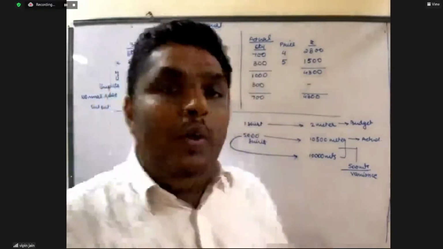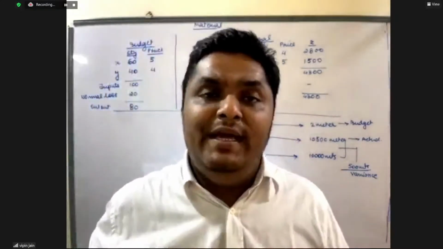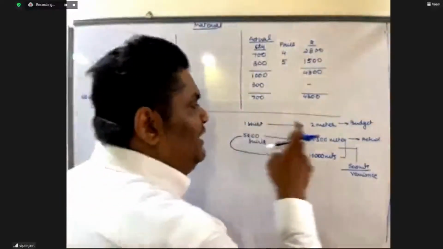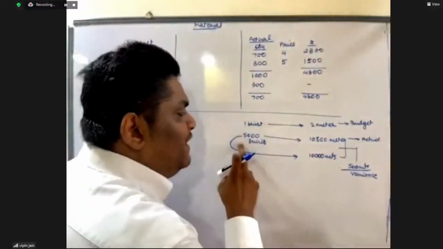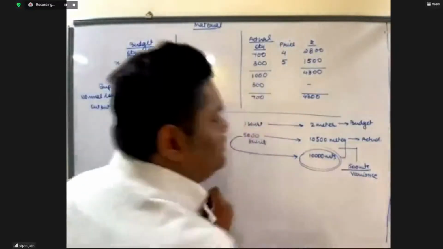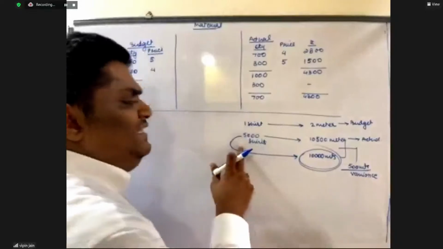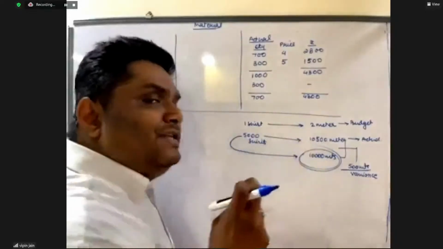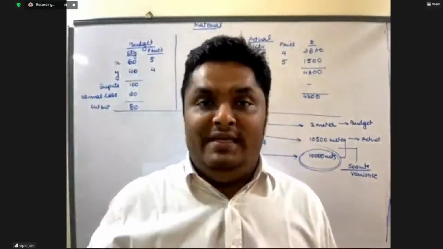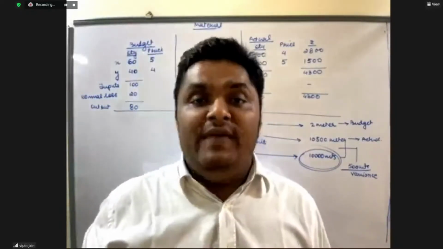So here, when talking about variance, I repeat again, we have to make it comparable. One shirt takes 2 meters. So for 5,000 shirts, that is my actual output, it should be manufactured using 10,000 meters. But for manufacturing these 5,000 shirts, we actually took 10,500 meters. That is 500 meters extra. So that is what we call variance.